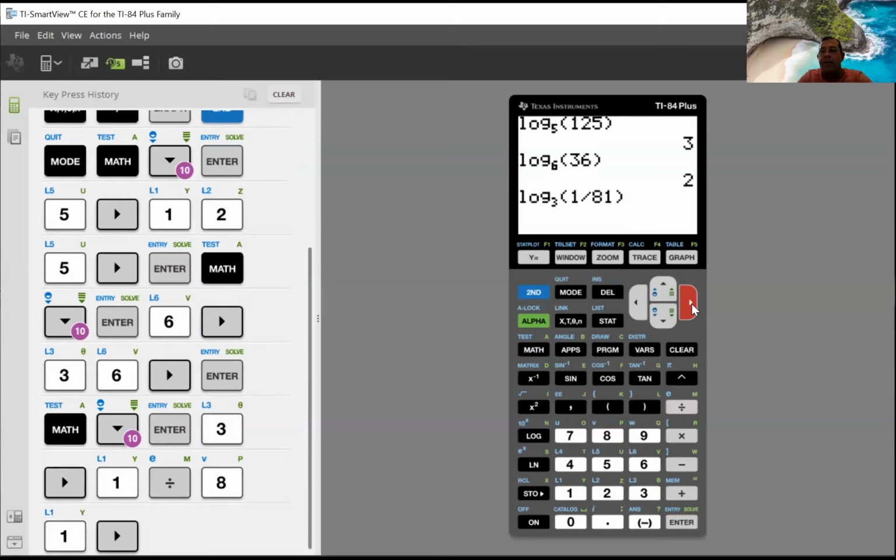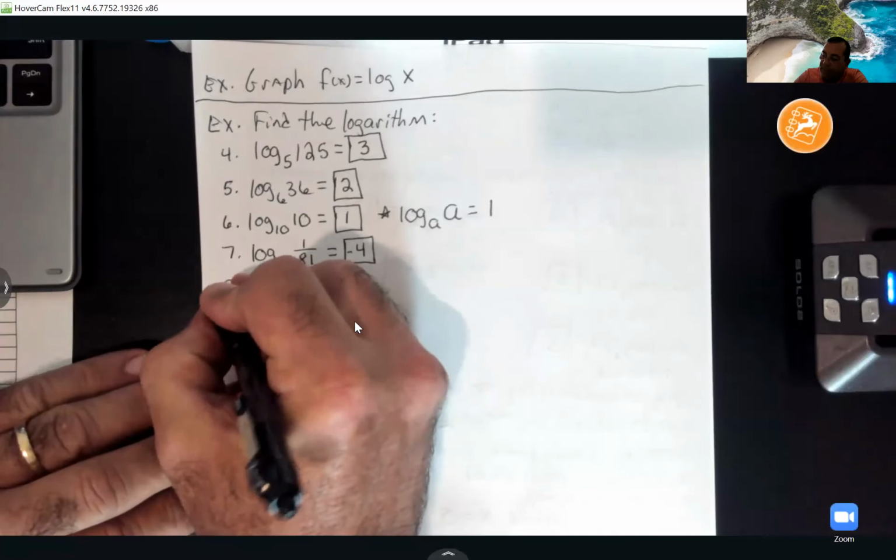All right, so let's see. So basically, we just need to see how many times 3 has to multiply to get to 81. Because since the 81's under that 1, we know it's going to be a negative exponent. So when we hit enter, we get a -4. So y'all just remember, fractions will give us negative exponents on those, okay?